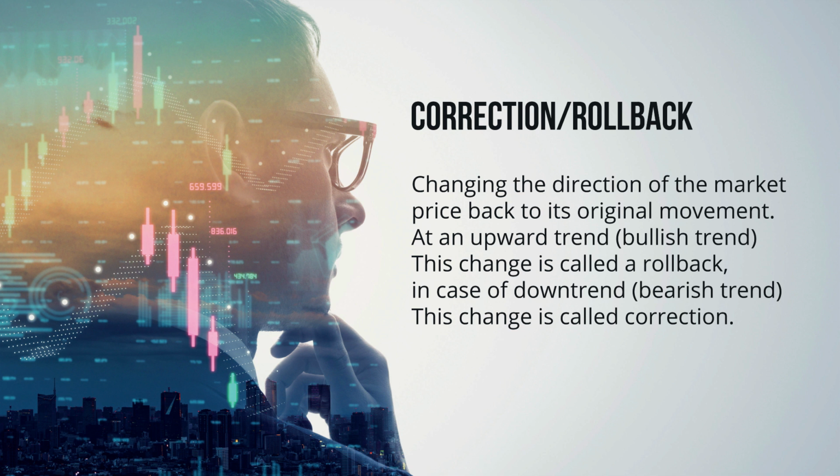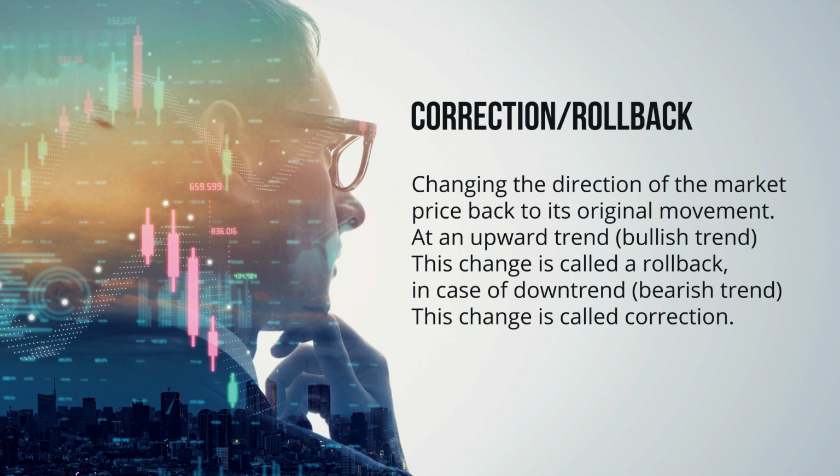So changing the direction of the market price back to its original movement is called correction. At an upward trend, bullish trend, this change is called the rollback. In case of downtrend, bearish trend, this change is called correction. So to put it simply, if you have a bullish trend, the price in general going up, time after time you will see that actually the price is going slightly down, and then again up, and then again a bit down. So these moments when the price is going slowly a little bit down are called rollbacks. So it's like the price rolls back time after time.